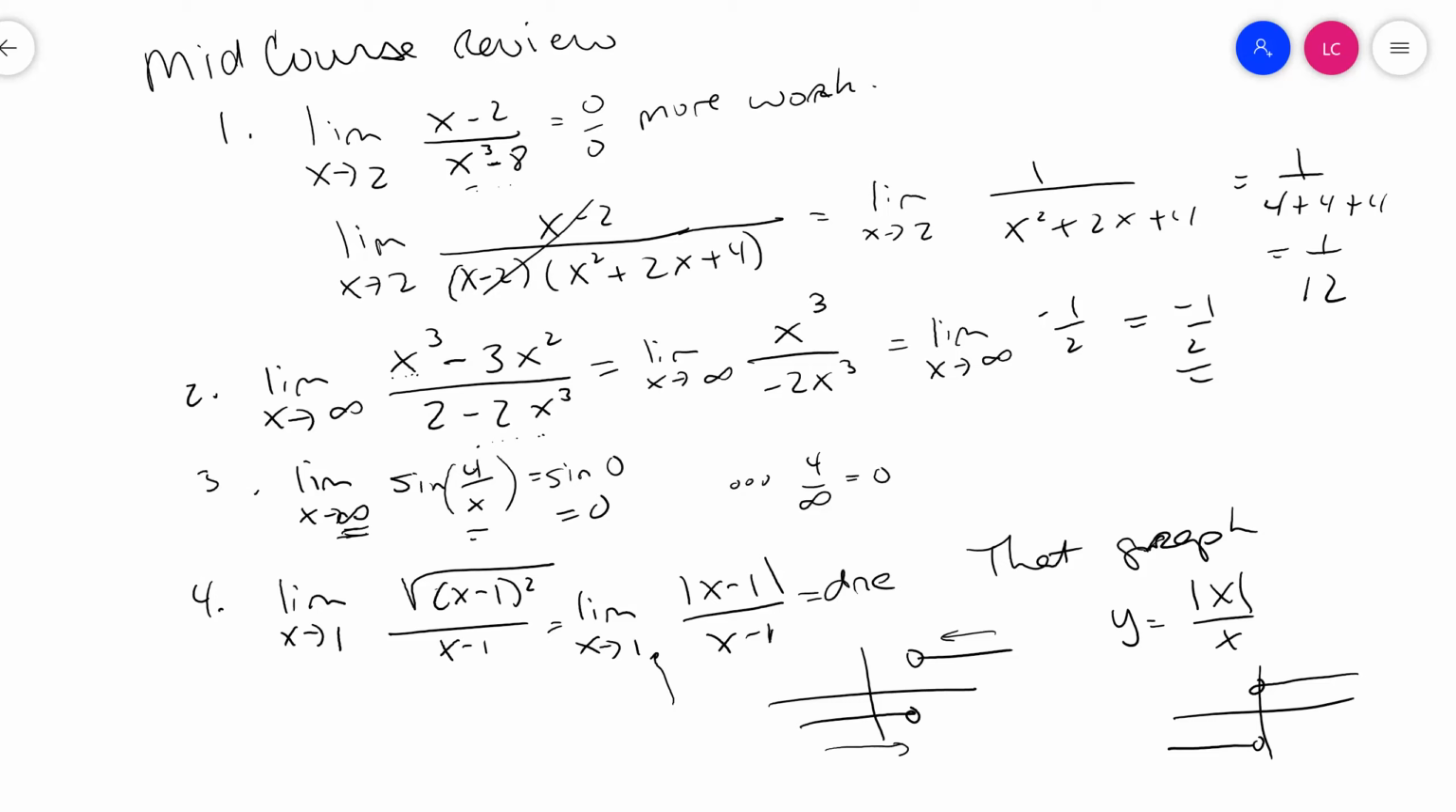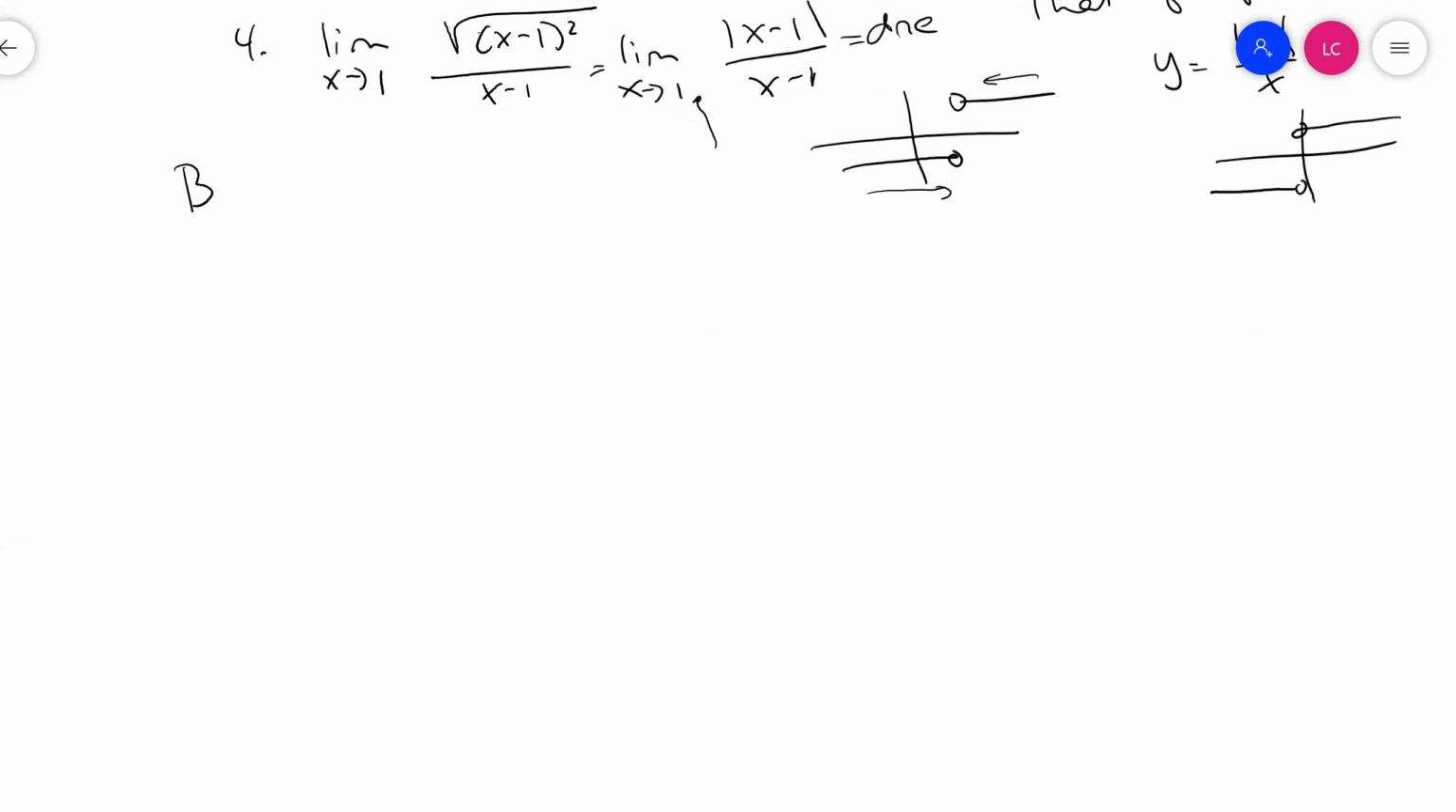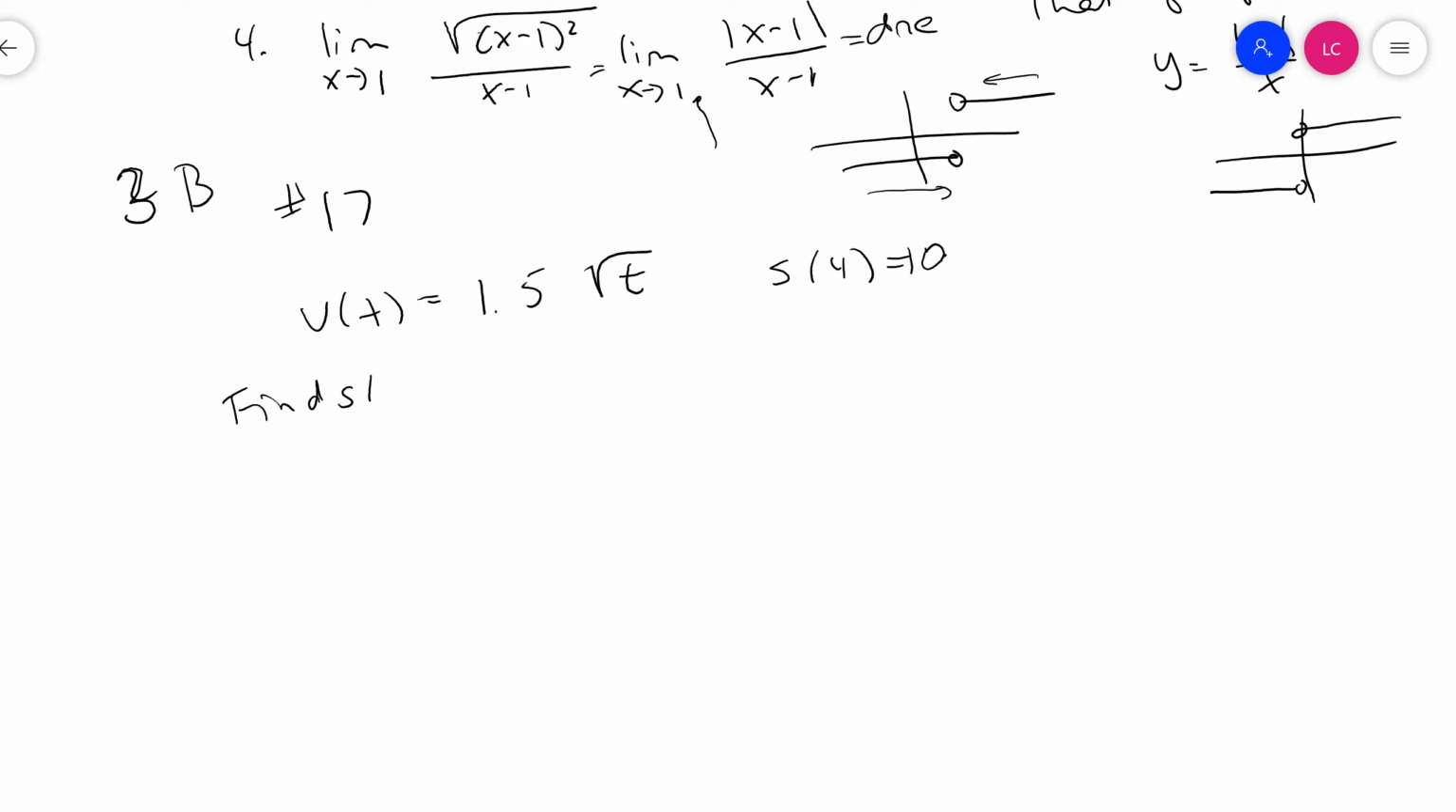All right, so the other question that came in was homework 3B, number 17. So 17, I'm told velocity is 1.5 root t, and s of 4 is equal to 10, and I'm asked to find s of t.